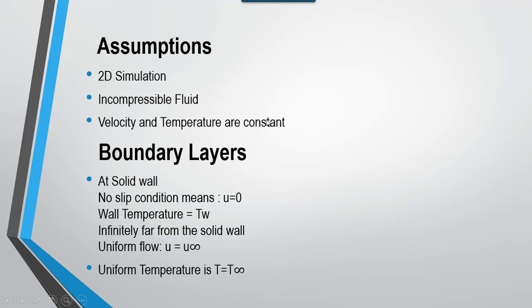According to these assumptions and using dimensional analysis, it is possible to achieve a simplified form of the equations known as boundary layer equations. Some of the boundary conditions are: at the solid wall, the no-slip condition means U equals 0, and wall temperature equals TW. Infinitely far from the solid wall we have a uniform flow, which means U equals U infinity, and uniform temperature means T equals T infinity.